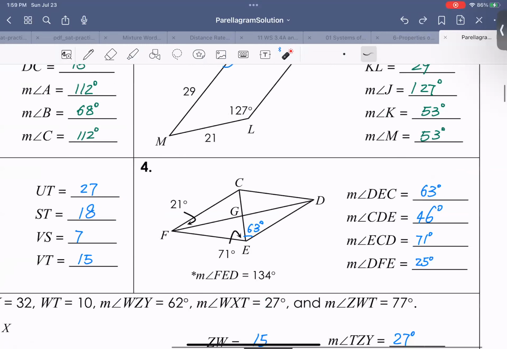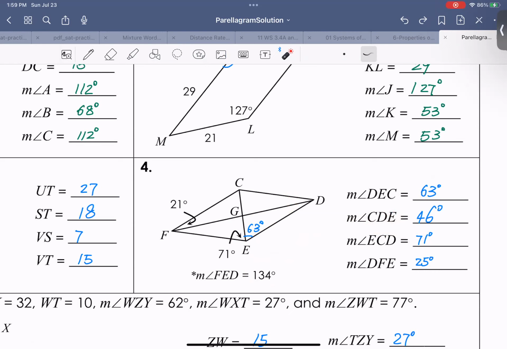So to do number 4, you will have this angle first, FED. FED here is 174. So the summation is 174. So this angle here is going to be 63. And after you get this to be 63, then CDE is here. You want to get CDE. The CDE is going to be supplementary to this 174. So you get CDE is 180 minus 134, which gives you 46.